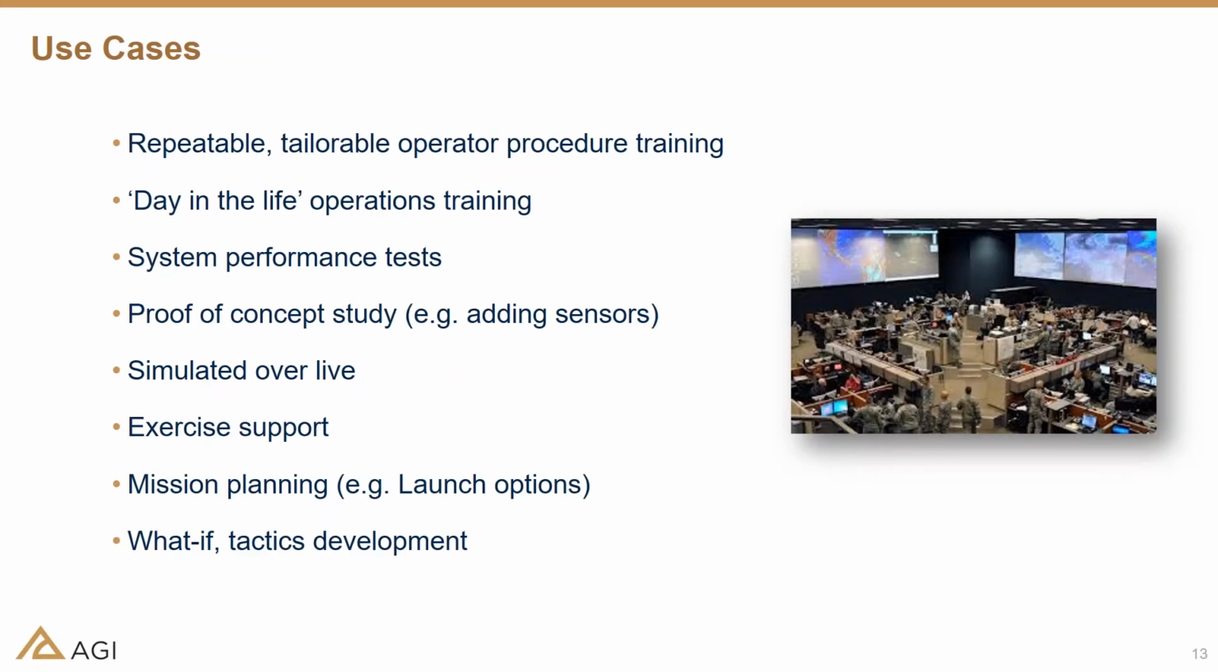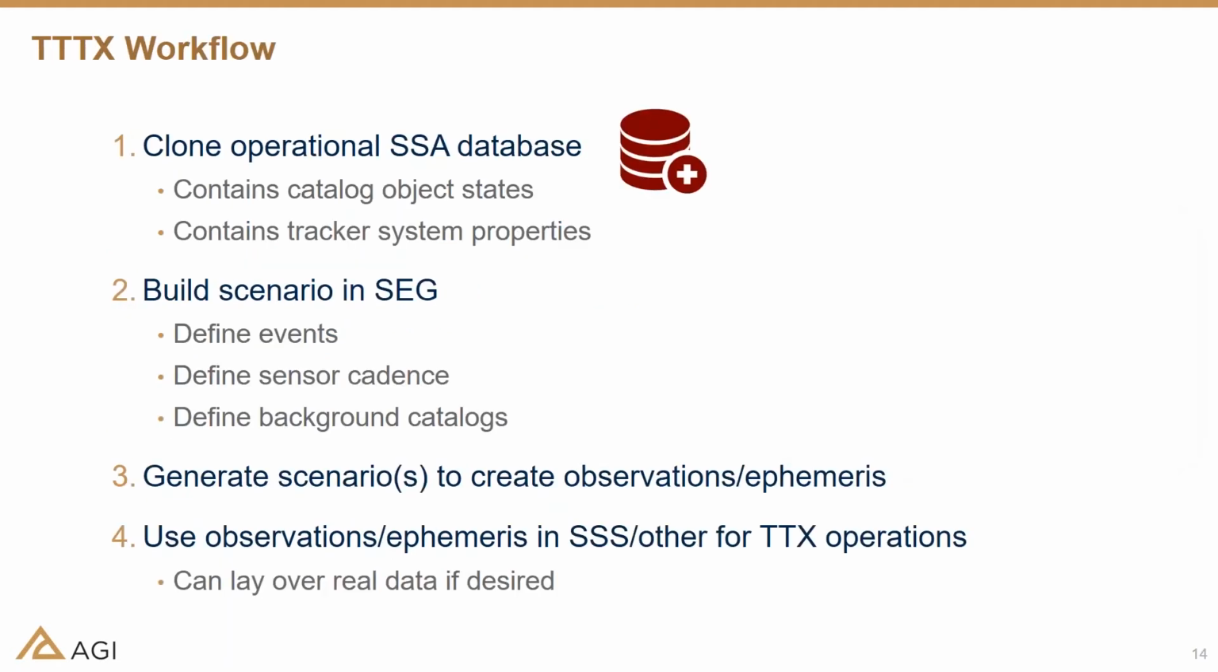Some of the use cases that SEG supports are repeatable, tailorable operator procedure training. So if a conjunction is predicted, how do I respond? What steps do I take? Day in the life operations training can be, I follow a checklist of daily activities. I'm going to generate data, need to process it, get solutions, and feed them through a system. And SEG can be used to generate the data to provide that. Systems performance tests.